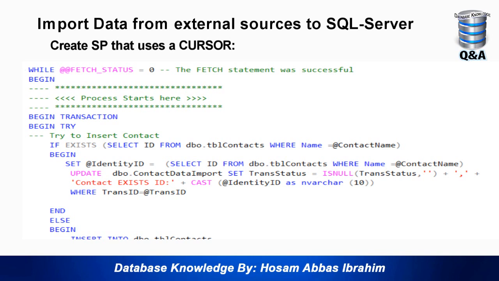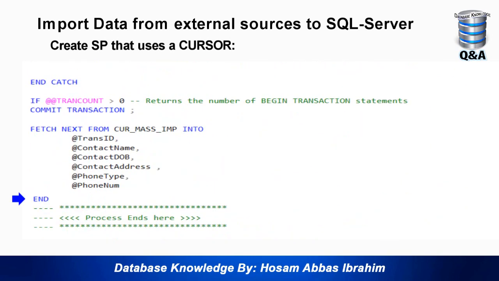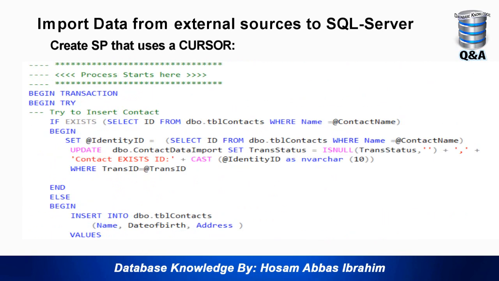Then I will say begin, and here my process starts, all the way down till I say end for the fetch status 0. I will basically copy the same processing code we created in the other stored procedure we made, and I will make a small modification. First thing, we start with begin transaction, not begin try, because we always have one transaction at a time going with the cursor. Then I'll begin try with this transaction.